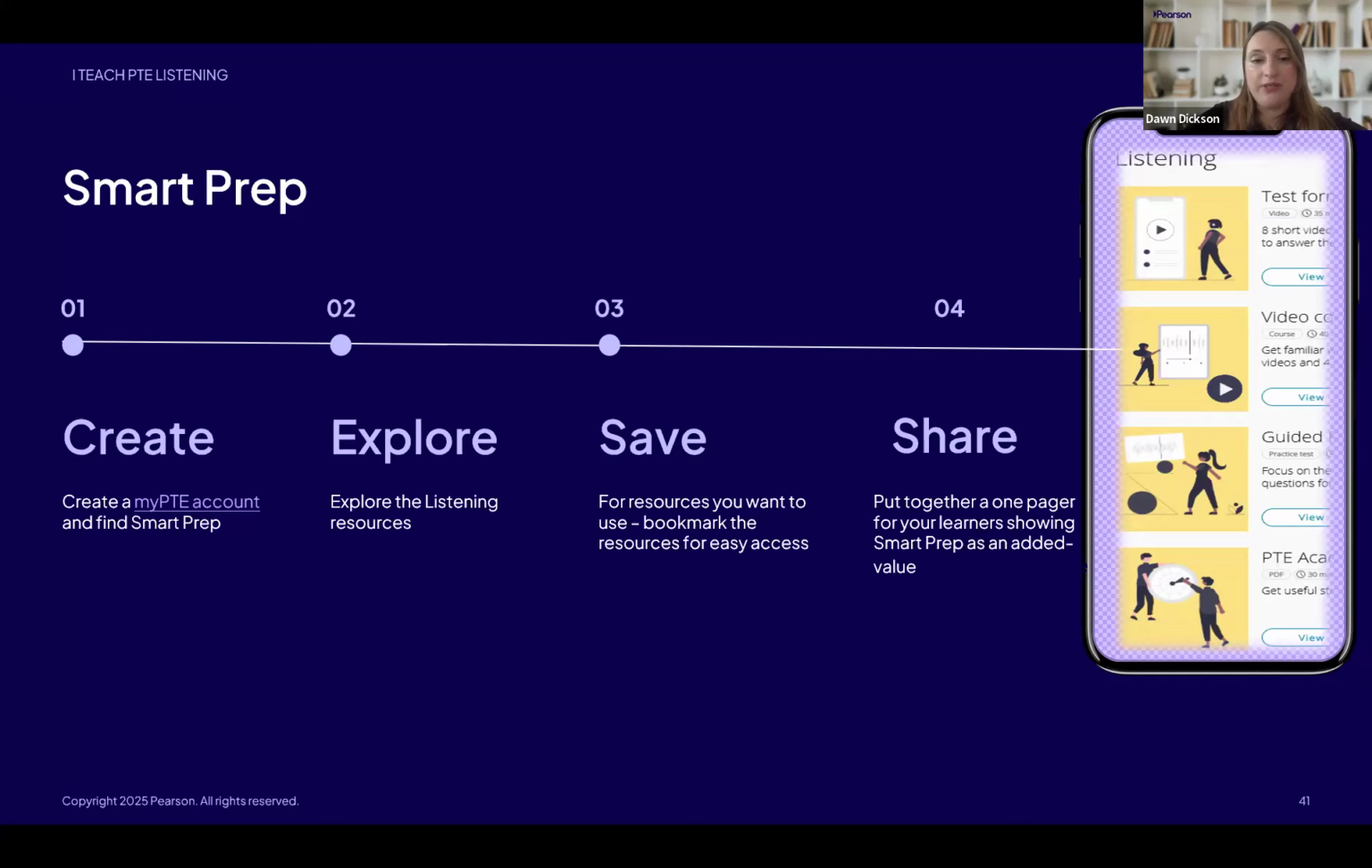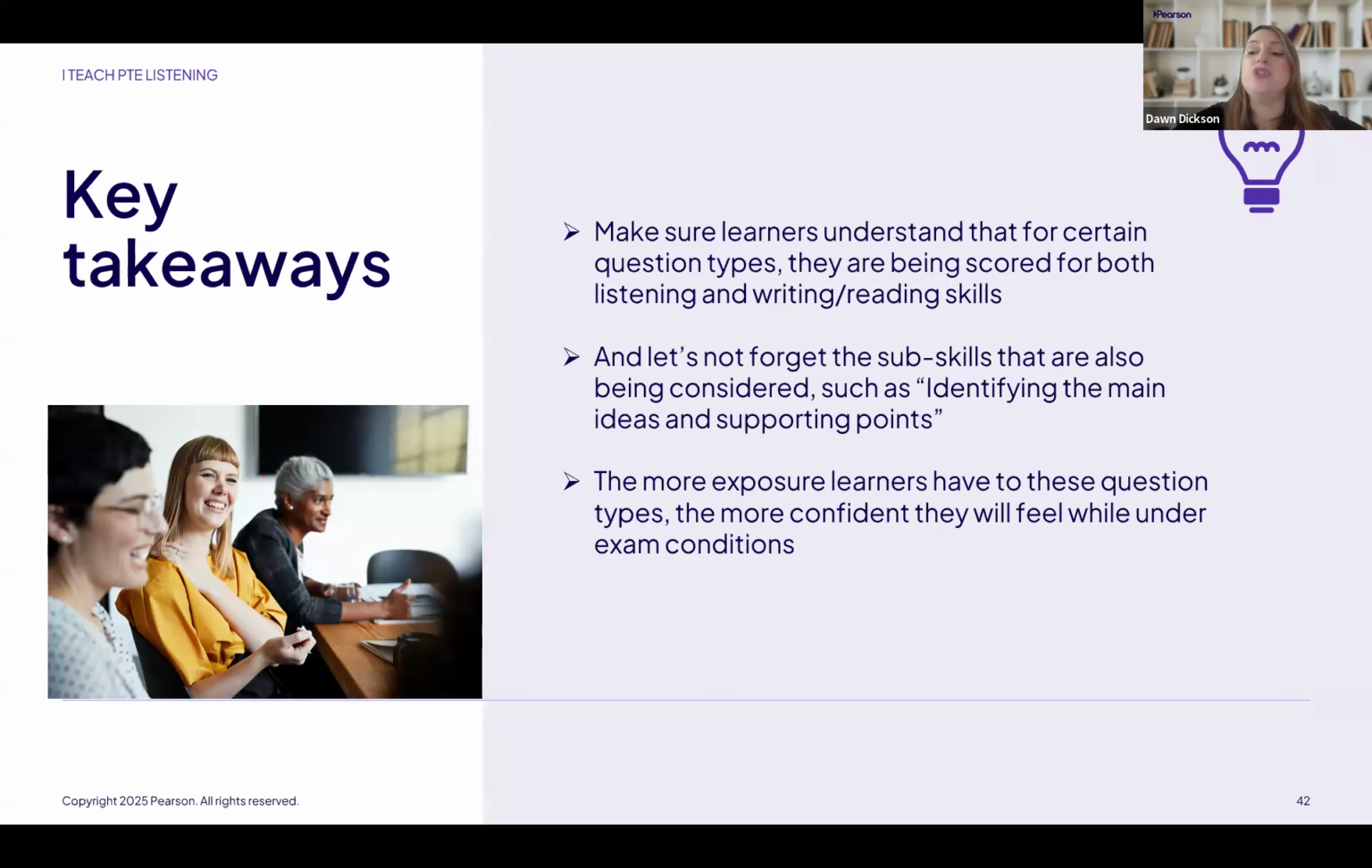Okay, I'm moving on to the following slide here. I just wanted to go through some key takeaways with you before I leave and pass over to Magda. I'm sure some of the takeaways that you personally have taken are different to these, but I just wanted to give you mine. As we said from the start, we know that some of these question types are scored for more than one skill. We mentioned at the very beginning about integrated skills. That means that listening is more complex than perhaps we sometimes think, or than it sometimes appears on the surface. So we need to make sure that learners understand this.